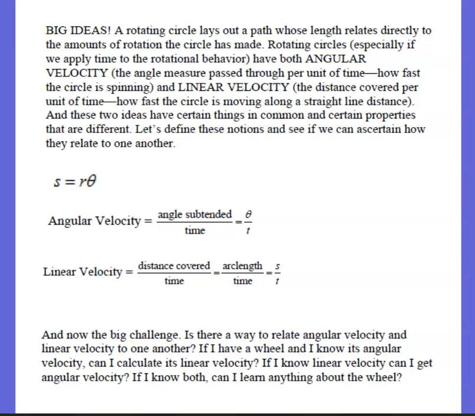So let's get to the big ideas for today. If I have a rotating circle, that rotating circle has two speeds, guys, two speeds. What do I know about it? This rotating circle rotates at a certain speed, meaning it's going to have a certain amount of rotations per time, right? Like how fast it goes around in a circle.